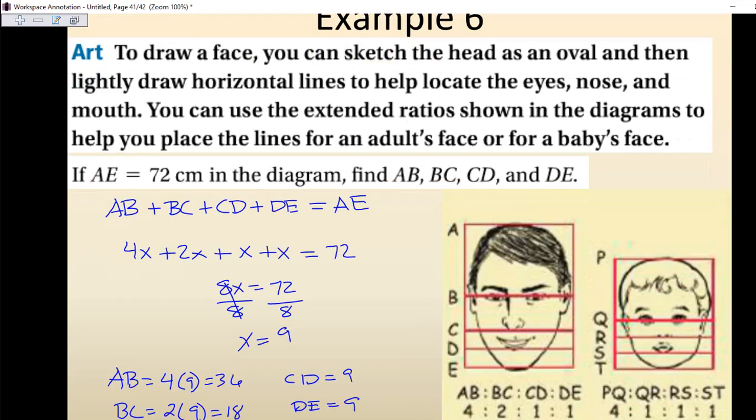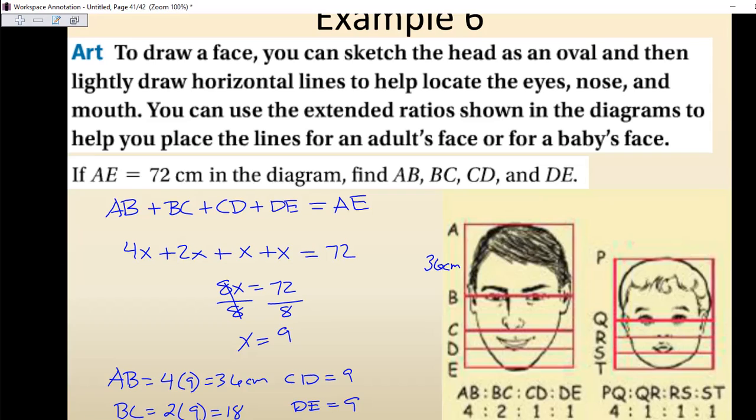All right, so we know that the segments AB plus BC plus CD plus DE is equal to AE, segment addition postulate. All these segments equal the total segment AE. So we use an extended ratio, so we do 4x plus 2x plus x plus x equals 72. Add up our x's to get 8x, divide by 8, and we get 9. So when we plug this back in, 4 times 9 gives us 36, so this is going to be 36 centimeters from A to B.